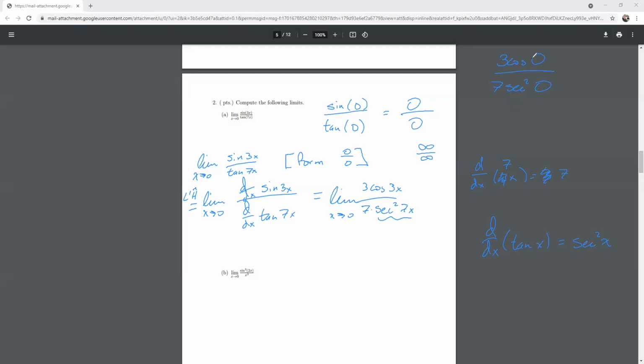So cosine of 0 is just 1. Secant squared of 0 is, let's see, what is that? I'm pretty sure there's an issue with that too, because I'm pretty sure this is undefined. So let's see if we can change this a little bit. What do we know about secant? Secant, remember our trig, secant of x is equal to 1 over cosine of x, right? Well, we have a cosine here and a cosine here. Well, let's see. Does that help us at all?